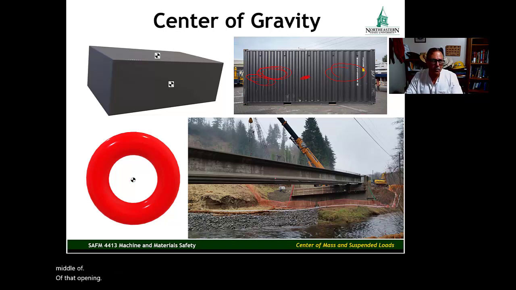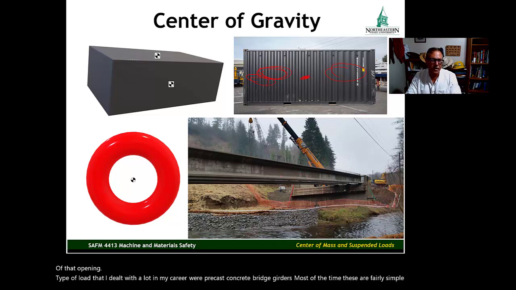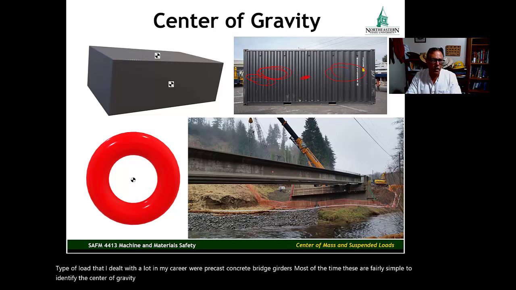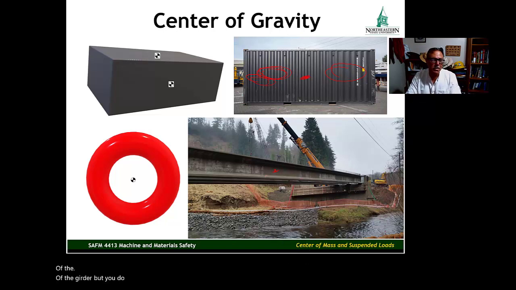A type of load that I dealt with a lot in my career was precast concrete bridge girders. Most of the time, these are fairly simple to identify the center of gravity. If they are uniform in weight distribution, the center of gravity is going to be right in the middle of the girder. But you do run into situations where maybe there's not an even distribution of weight. The weight is unevenly distributed. Maybe you have one end that's heavier than the other end.